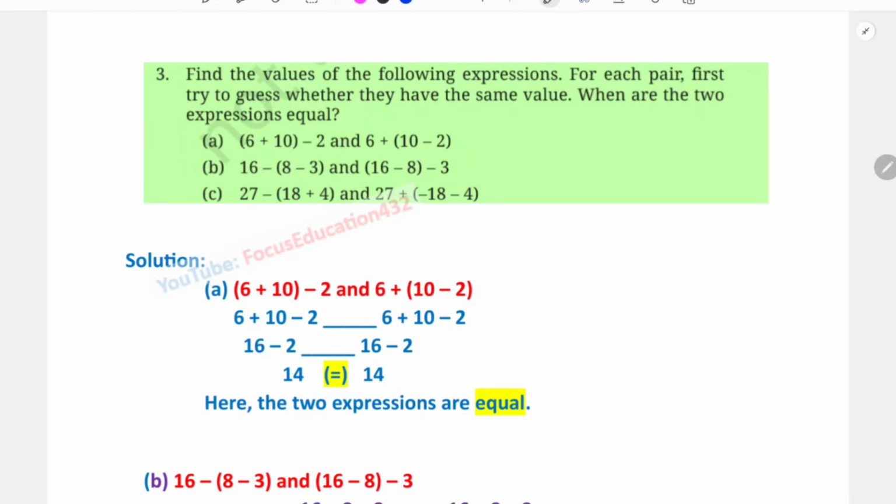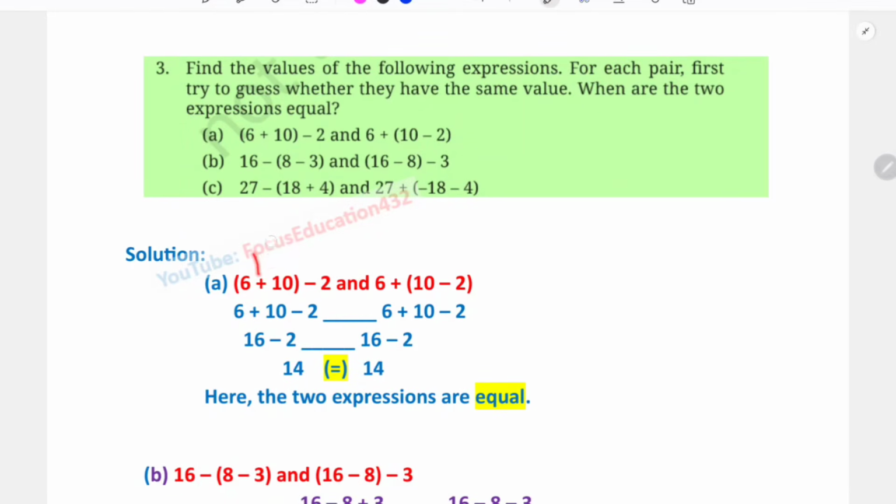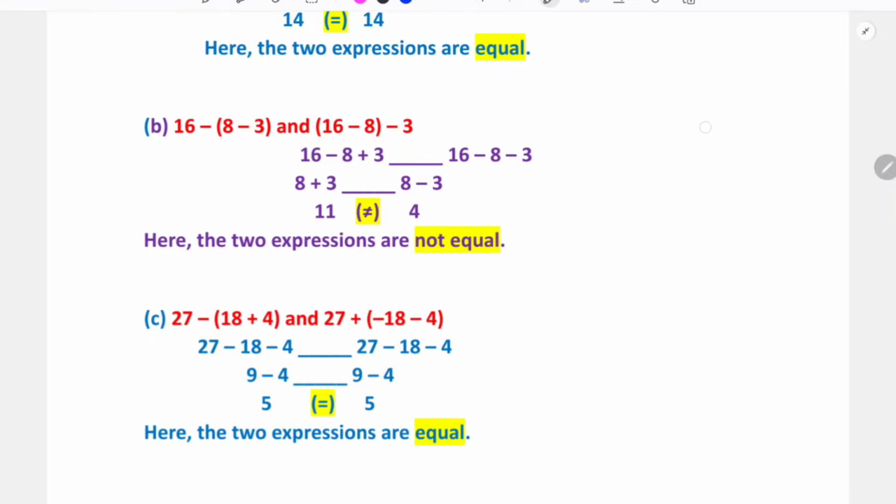So 10 minus 2, what we can do is addition first. 6 plus 10 is 18, 16, sorry. 6 plus 10 is 16. Here also 6 plus 10 is 16, minus 2, so 14. Right side also 16 minus 2 is 14, so 14 equals 14. So here the two expressions are equal. Outside plus means no issues at all, very easily we can do. So equal. Clear?